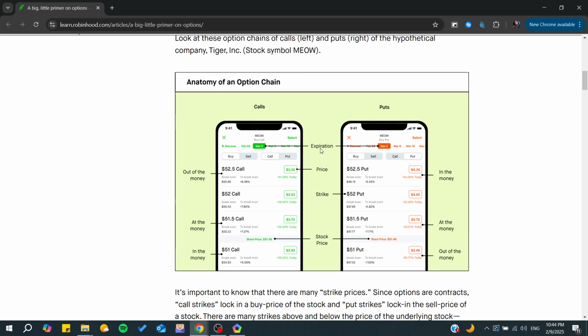So basically, based on this, you can start making decisions on when to put or call for options, etc.